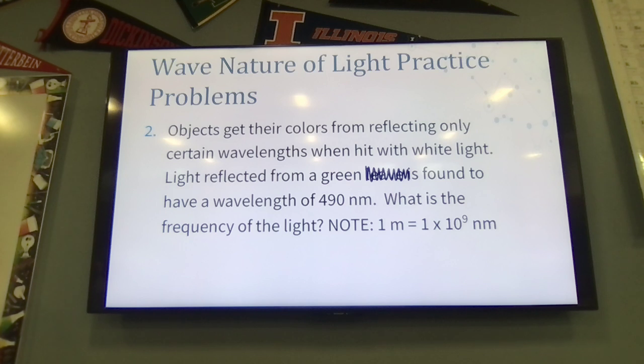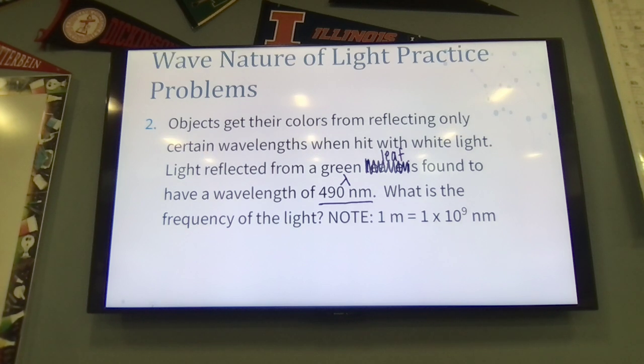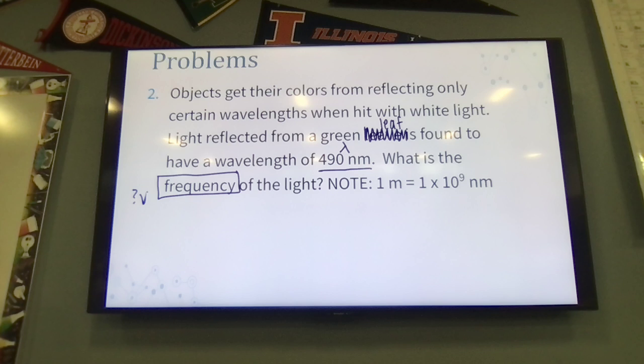So light reflected from a green leaf, apparently I can't type, is found to have a wavelength of 490 nanometers. All right, so there's your wavelength. What is the frequency? That means we're looking for the fancy V of the light. All right, so I'm just getting used to labeling things, which we've been doing this whole time. And then it says, note, 1 meter equals 1 times 10 to the 9th nanometers. All right, so here's how they're related. C equals lambda times nu.